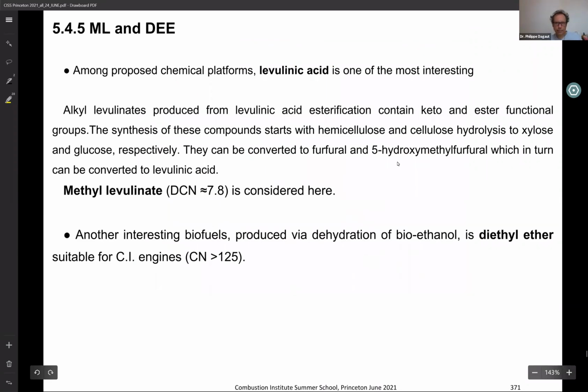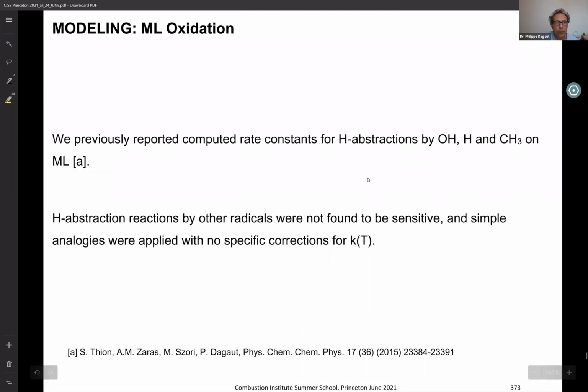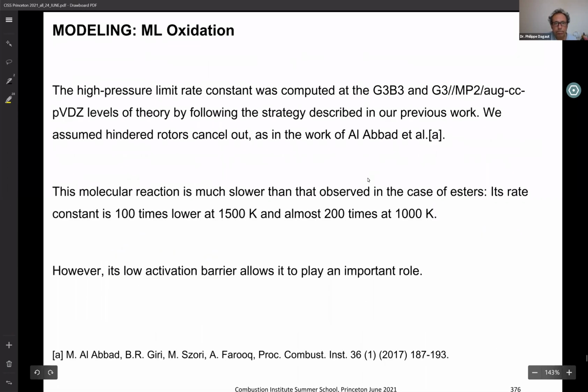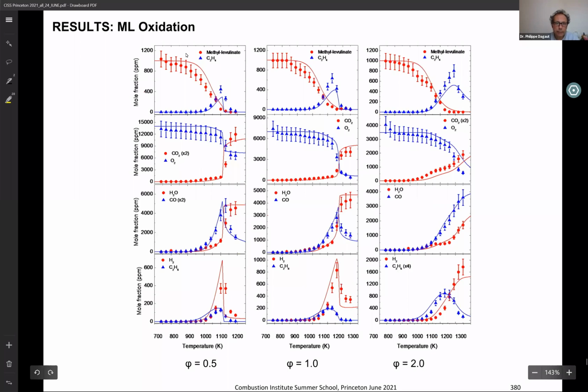Methyl levulinate is another class of species of fuel. It can be produced from levulinic acid. Methyl levulinate has a very low cetane number. And the other biofuel that we consider here is diethyl ether, which has a very high cetane number. So we developed a mechanism for those based on measurements that we made. So I will go quickly to these results.